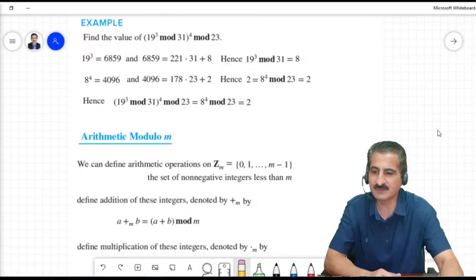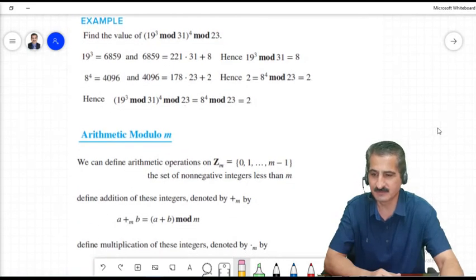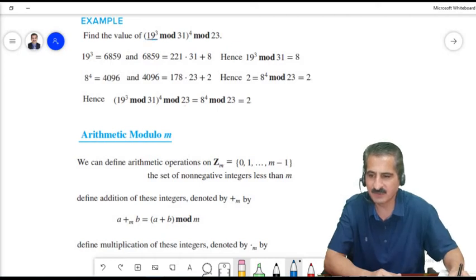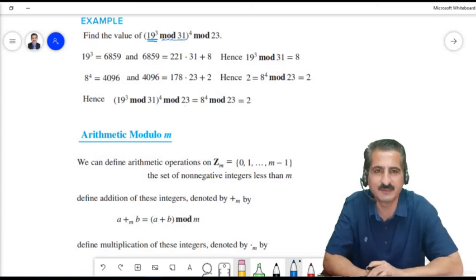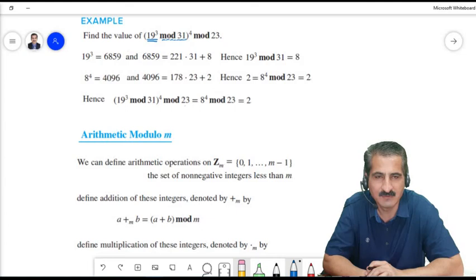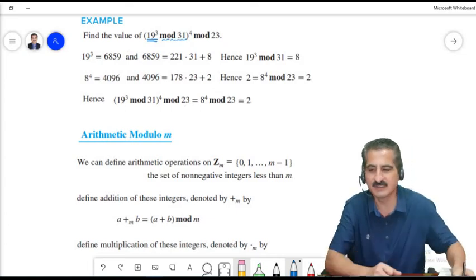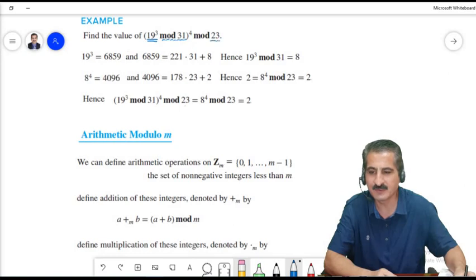Okay. Let's do computations, and to make sure that you understand the notation. Now it says the following. Take 19 to power 3, divided by 31, and then take the remainder. Once you take it, raise it to power 4, and then take the remainder with respect to 23.